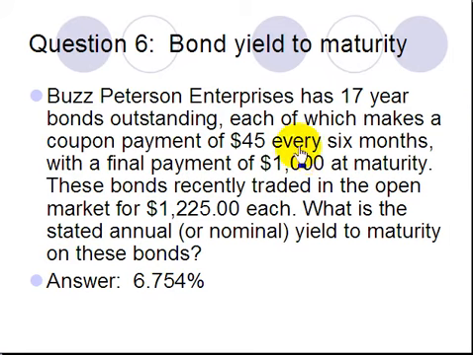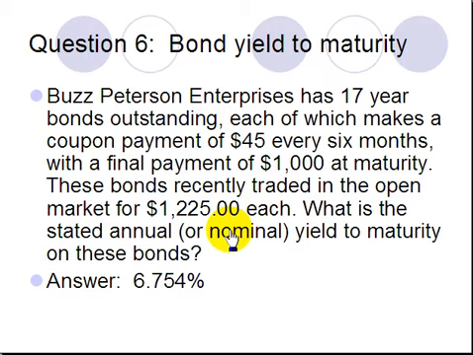In this case, we've got a bond. It has a face value of $1,000. It has a coupon payment of $45 every 6 months, and so to make it really clear, this is a 9% annual coupon rate bond with semi-annual payments. So that gives you 4.5% every 6 months. This is a 17-year bond, which gives you 34 semi-annual payments. And we have a price of $1,225 for each bond.